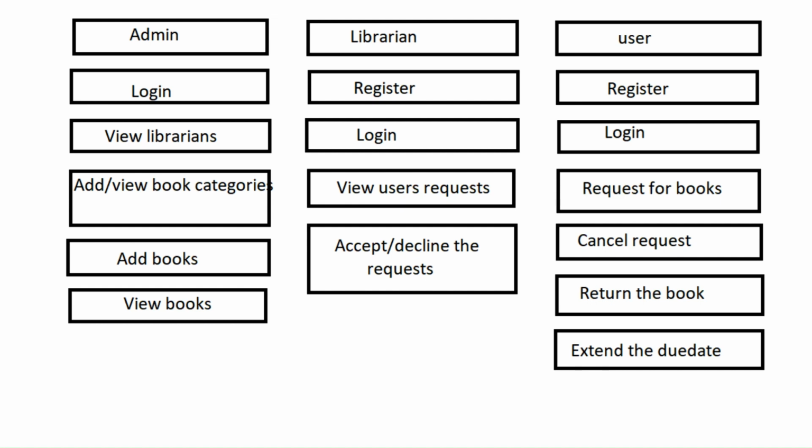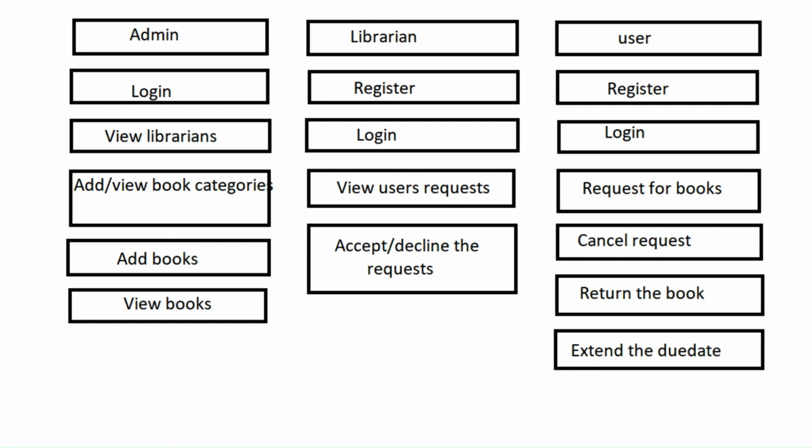After that, the user can register on the page and log in with their email and password. The user can view the books in the view books page. After that, the user can send a request to borrow a book. The user can also cancel that borrow request. This request is sent to the librarian. The librarian can see the user request in the view users request page.